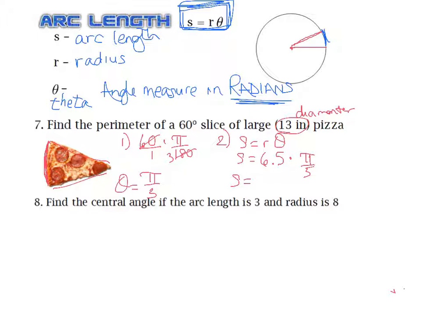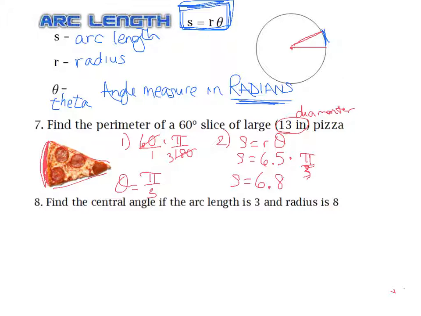I don't see any reason to keep this exact. I'm going to want to get an actual number for that perimeter. Let's go ahead and multiply that out and type in 6.5 times pi. I always use that pi button. Don't use your 3.14, just find your pi button. And then divide it by 3. Divide by 3. All right, so that arc length is 6.8. Now that's measured in inches just like the radius is. That's how long this little arc would be.